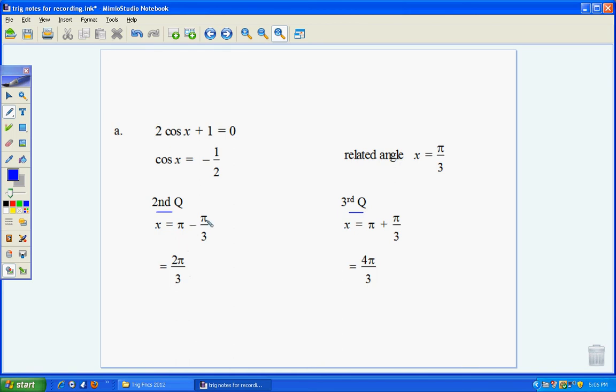In the third quadrant, we're adding pi on 3 to pi. So it's 180 plus the 60 gives us 240, or 4 pi on 3. So we're using that idea, like we did before, of which quadrant we're in. If we're in the second quadrant, we're subtracting the angle from pi. In the third quadrant, we're adding the angle to pi.